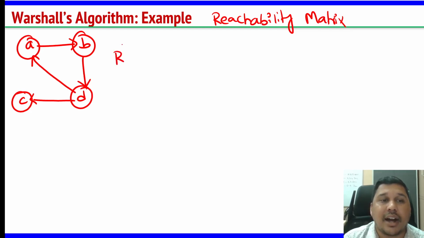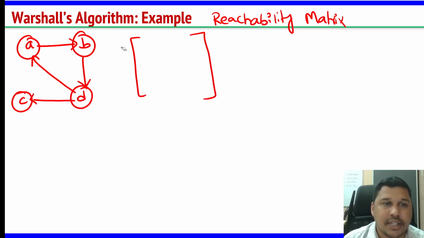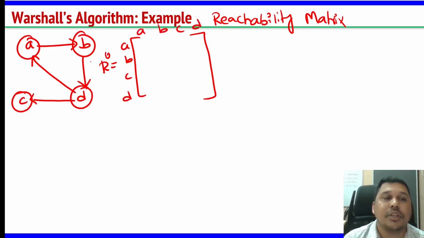So, I will take R, initially the original one. Okay. How do you fill this, right? So, I will write R0 equal to A, B, C, D, A, B, C, D. Okay. From A to A there is no path, that is 0. A to B there is a path, A to C, no. A to D also no. No direct path. R0 is your direct path matrix.